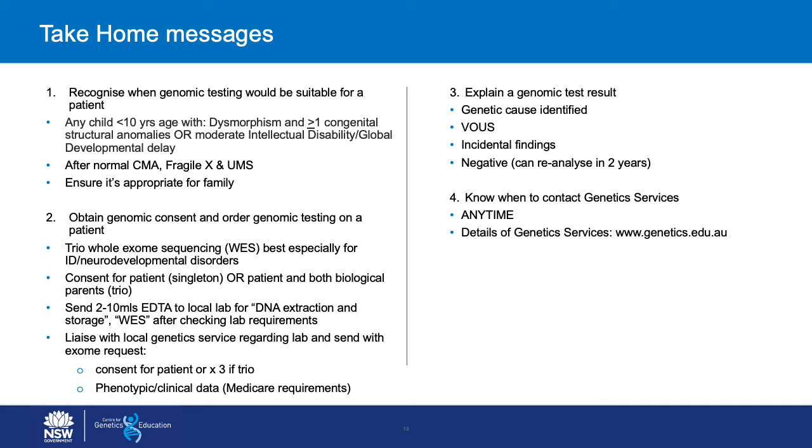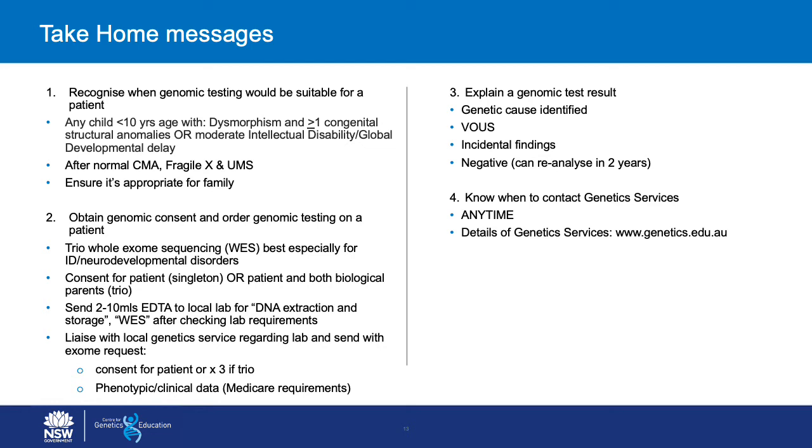Requests need to have Medicare required clinical information plus any other relevant clinical features, and each lab will have its own phenotype form. Thirdly, explaining a genomic test result means that there are 4 possible outcomes: that a genetic cause is identified, or that a variant of uncertain significance is identified, or there may be an incidental finding, or that the test is negative, and this qualifies for reanalysis in 18 months to 2 years' time.